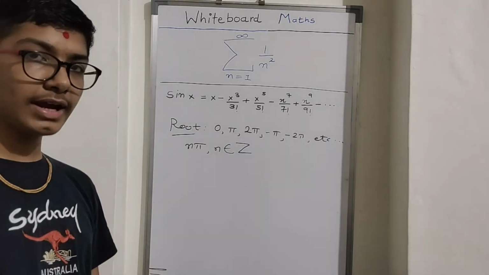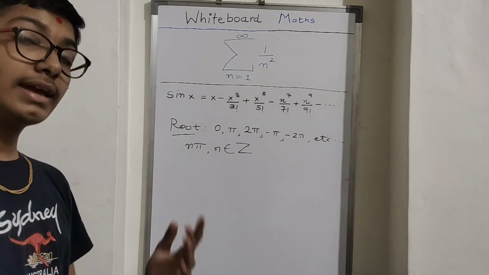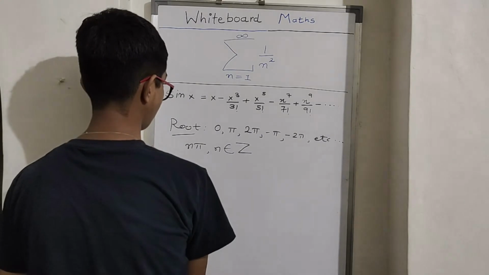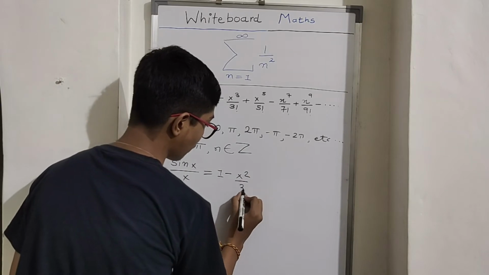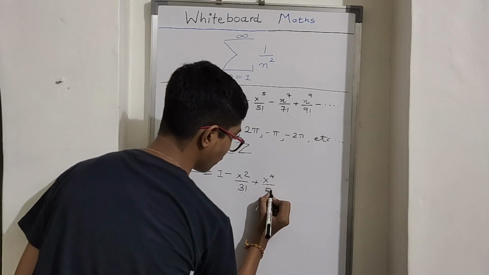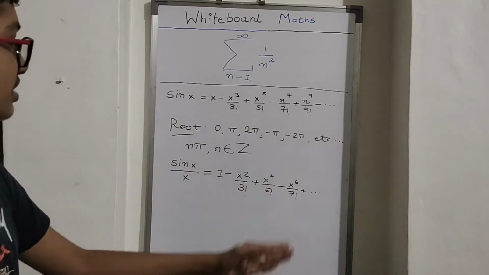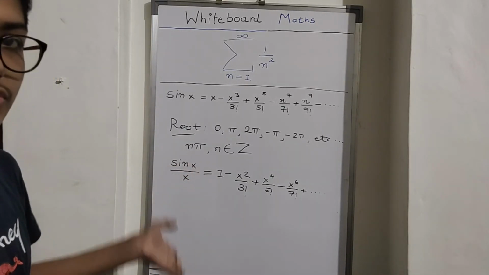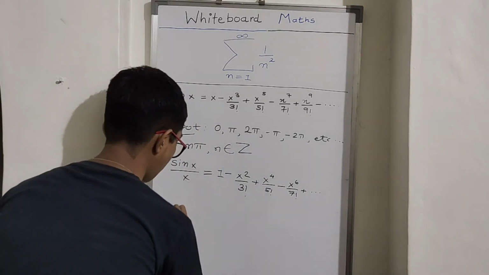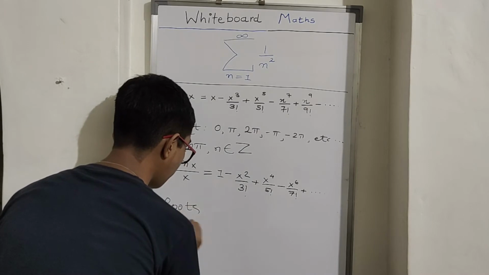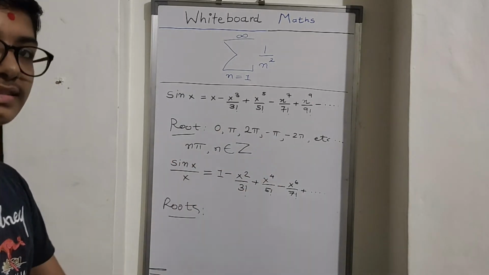Now we are going to divide this whole equation by x. So this is the infinite series expansion of sin x over x. Now we are going to see what are the roots of this function. The roots will almost be the same except this 0.